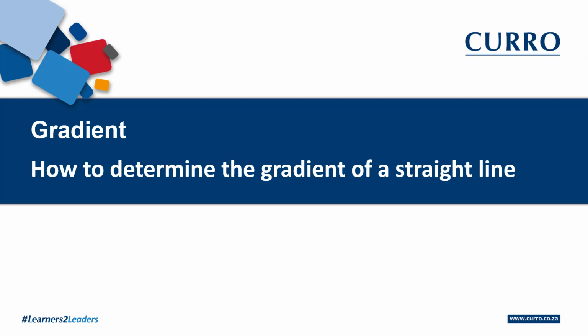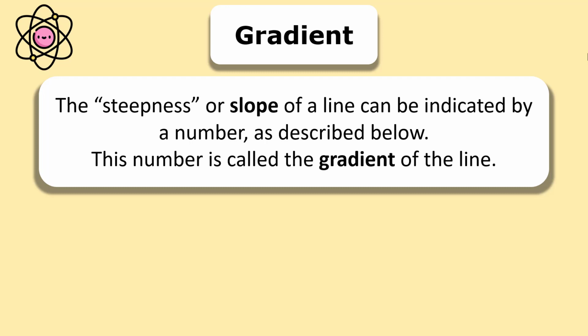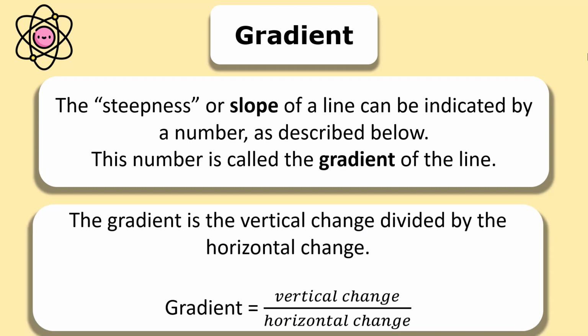How to determine the gradient of a straight line. Gradient. Here is the definition. The steepness or slope of a line can be indicated by a number as described below. The number is called the gradient of the line. The gradient is the vertical change divided by the horizontal change. Remember this formula. And it's not horizontal divided by vertical, but vertical divided by horizontal.